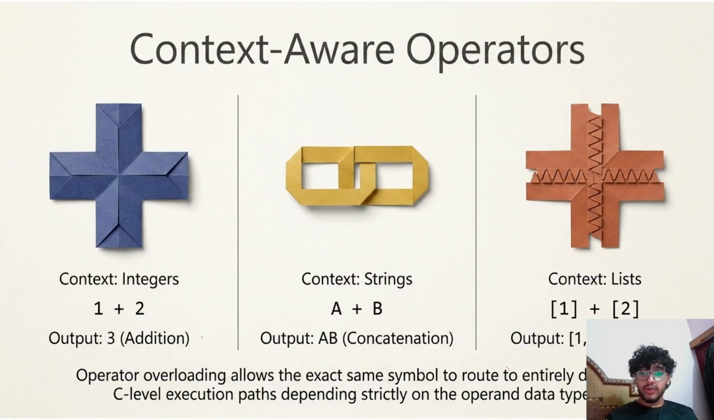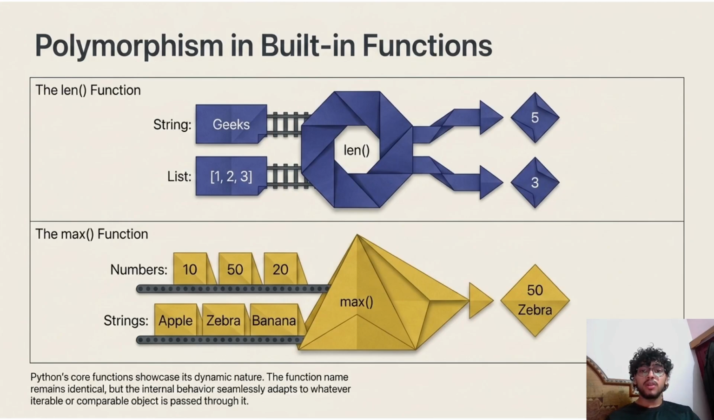Operator overloading allows the same exact symbol to route entirely different C-level execution paths depending on different data types. Now, polymorphism in built-in functions. The len function, suppose there is geeks, will output 5. With a different data type, a list will output 3 because it has length 3. In max, it will give out numbers maximum is 50, and zebra as maximum because z has the maximum ASCII value.